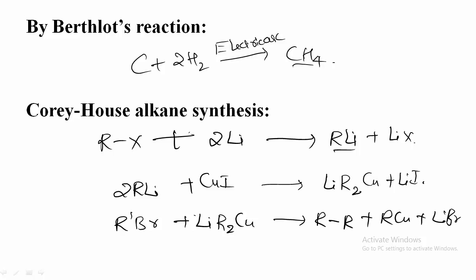So this is said to be Corey-House alkane synthesis, which is used to prepare alkanes by using alkyl halide in presence of lithium in dry ether, simply ether medium. Okay, so these are all the different methods to prepare alkanes.